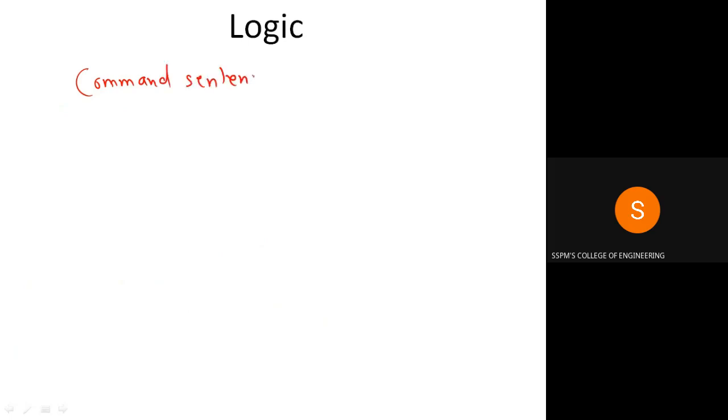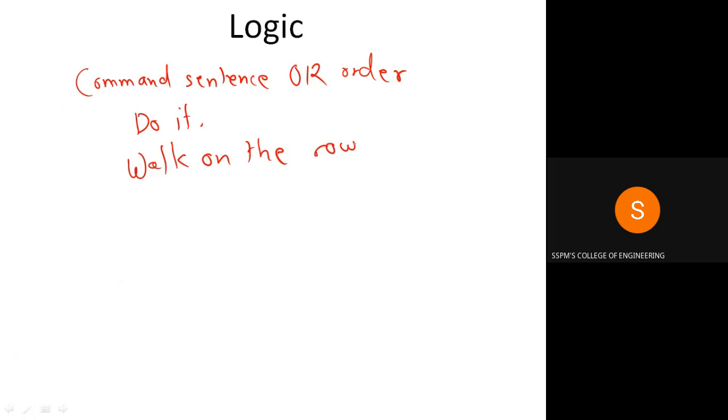Again, command sentence or order. What is a command sentence or order? Do it. So this is a command. Walk on the road. This is a command. Somebody is saying these things to someone else. This is an order to you, an order to do something. That is a command sentence. So this is also not a logical statement.